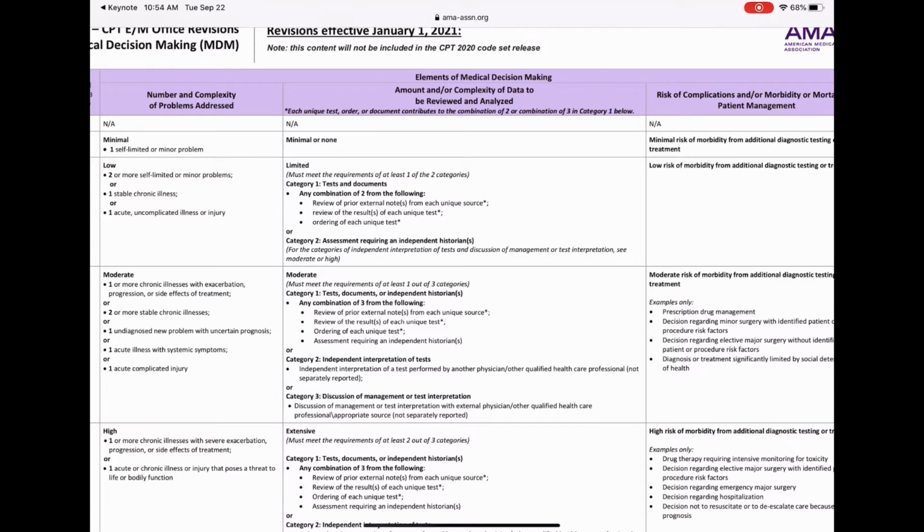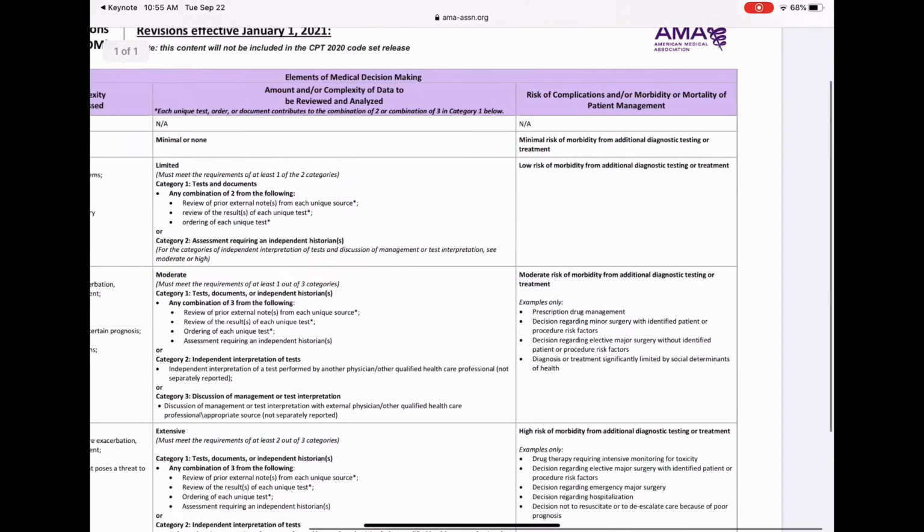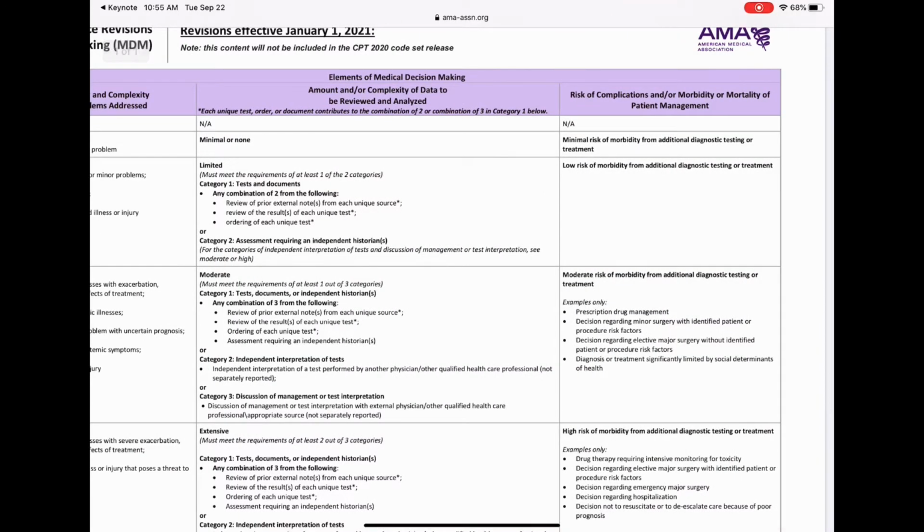So the first one is the number and complexity of problems addressed. That's how many problems did you address with this patient and how complex were they? The next column is how much data did you review? What labs did you order? What labs did you analyze? Did you order EKGs? Did you send the patient for an x-ray? That kind of thing, right? And then the last column is basically the overall risk to the patient's life, mortality and morbidity.